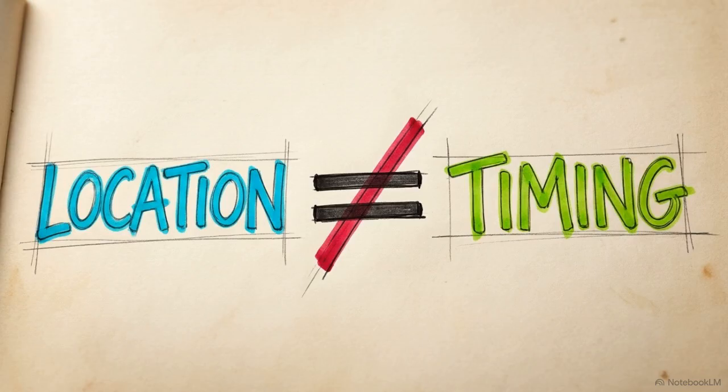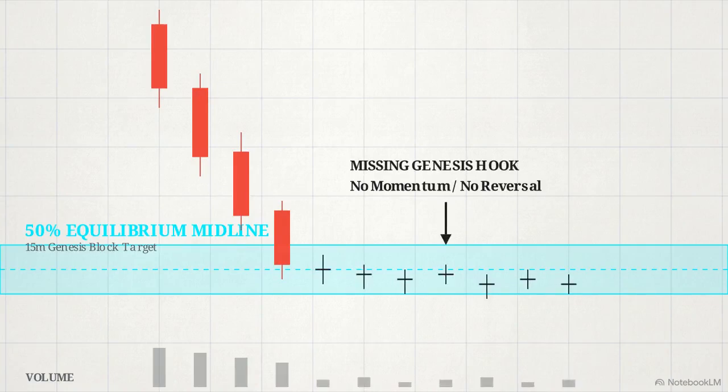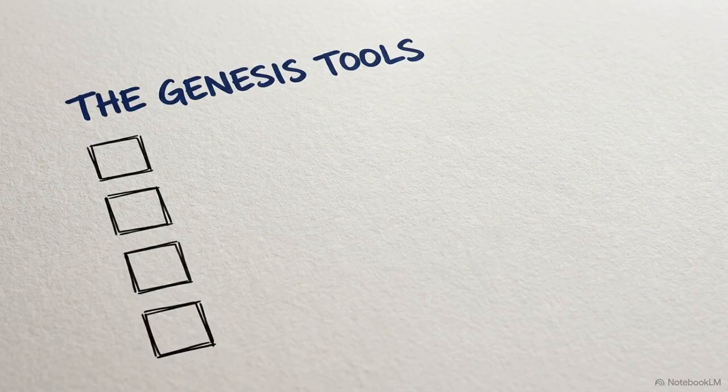The trader on the left failed because they treated location, where to trade, and timing, when to trade, as the exact same concept. They found a good zone, but executed without waiting for evidence that the market was reacting to it. To solve this, we use a mechanical system requiring a specific set of tools.